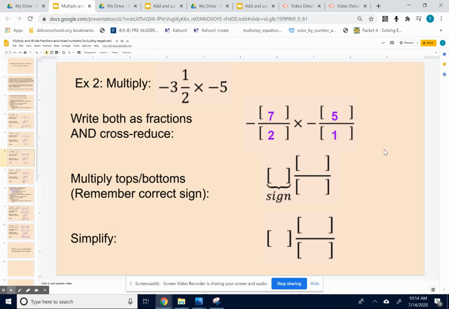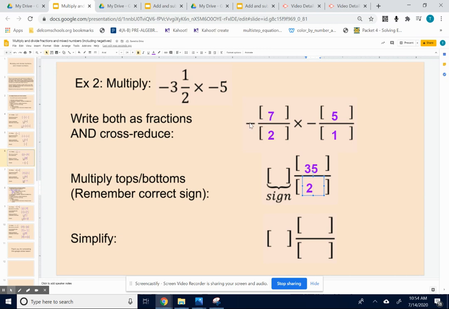Okay, cross reduce. 7 and 1, can't reduce. 2 and 5, there's no number other than 1 that divides into those either, so those can't reduce. So we just don't do it because we can't. Now multiply the tops, multiply the bottoms, and find the correct sign. 7 times 5 is 35. 2 times 1 is 2.